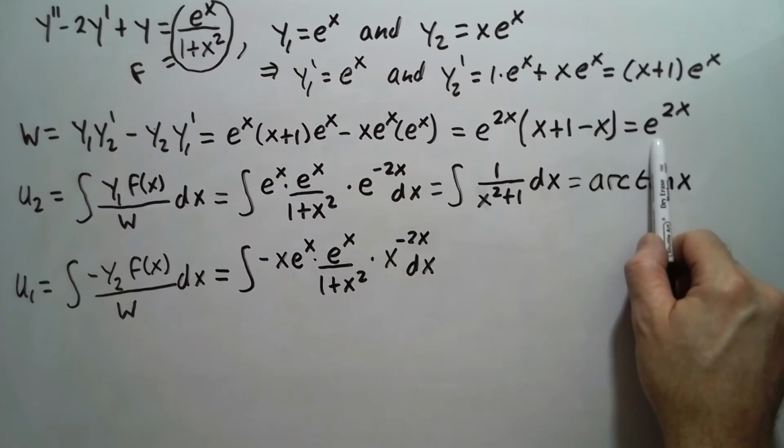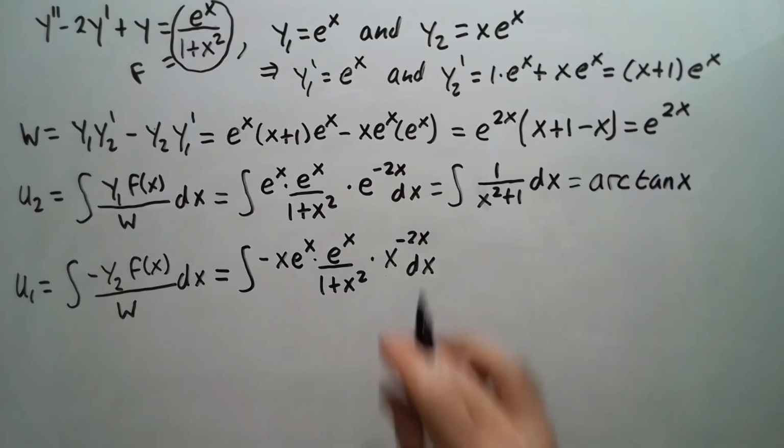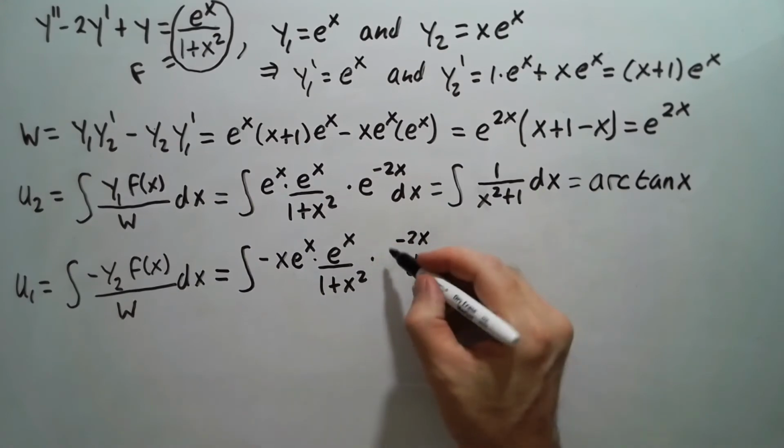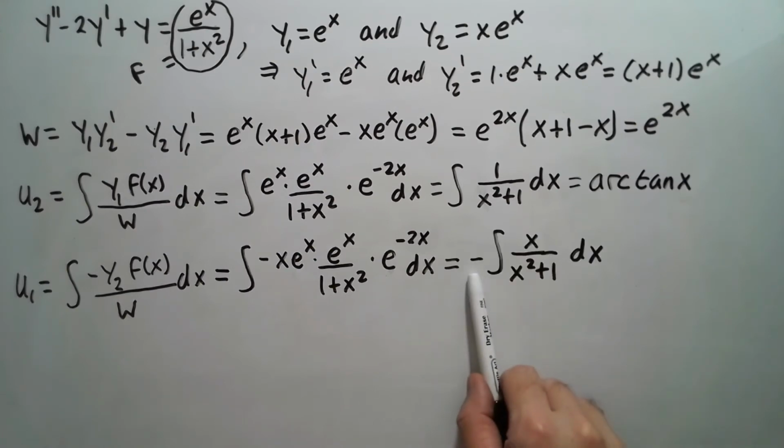The Wronskian is e to the 2x; when you divide, it becomes a negative exponent, which I've done here. And then multiplying the e to the x with e to the x is e to the 2x, and then you're multiplying with e to the minus 2x, which gives e to the 0, which is 1. So it's going to simplify to the integral of negative x over 1 plus x squared. Let me write it here. I pull the minus sign out.